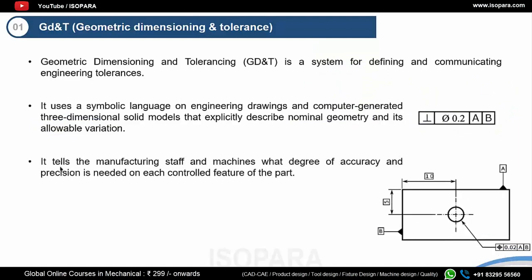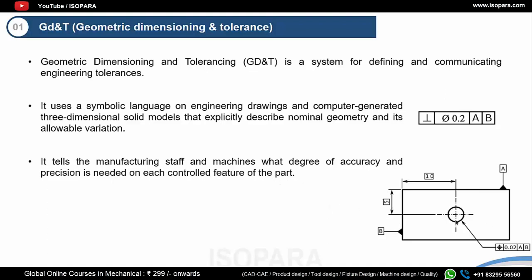The GD&T tells the manufacturing staff, the staff which perform the actual manufacturing operation, like the CNC operator, let's say, and also the machines, what degree of accuracy and precision is needed on each controlled feature of the part. Okay, so that is what we discussed.